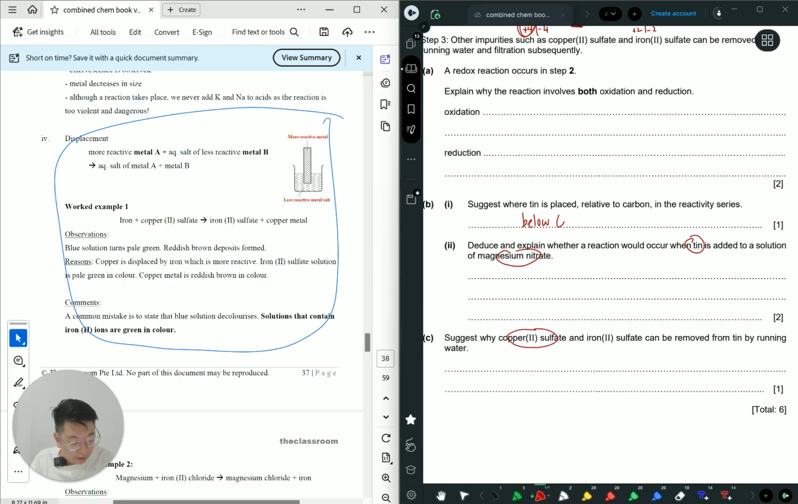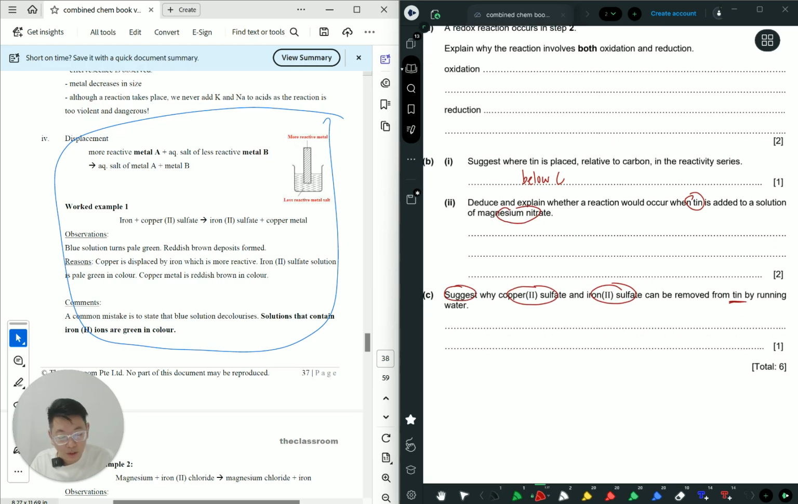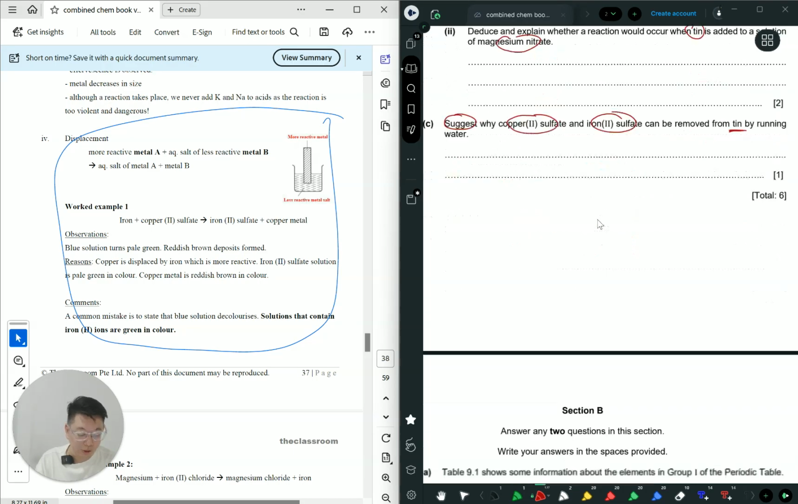Why copper sulfate, iron sulfate, can be removed from tin by running water. This is a suggest question. Unfortunately, most suggest questions answers are not in there. But you think, how come pouring water can remove them? Because they are soluble in water and therefore they can be washed away by water. So that one is a bit interesting, suggest question.